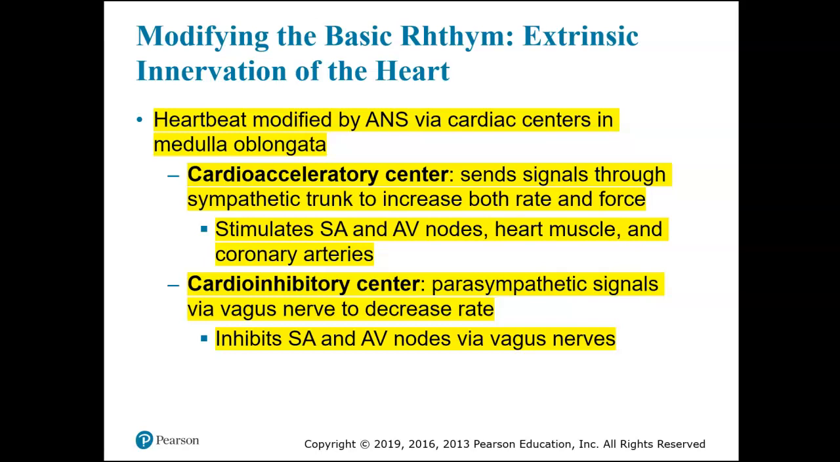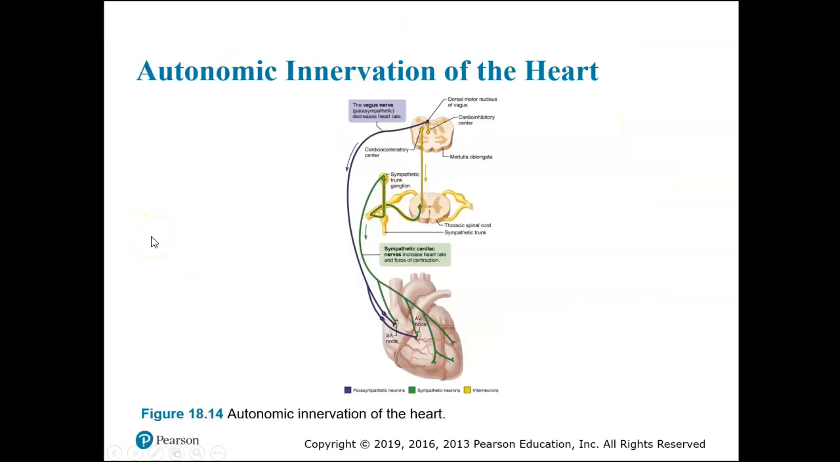Now, even though the autonomic nervous system does not stimulate the heart to beat, the heart has its own intrinsic conduction system. The medulla oblongata does have two cardio centers, the cardioacceleratory center and the cardioinhibitory center. The inhibitory center is connected with the parasympathetic nervous system and uses the vagus nerve to decrease the heart rate. The acceleratory center increases the heart rate in different ways.